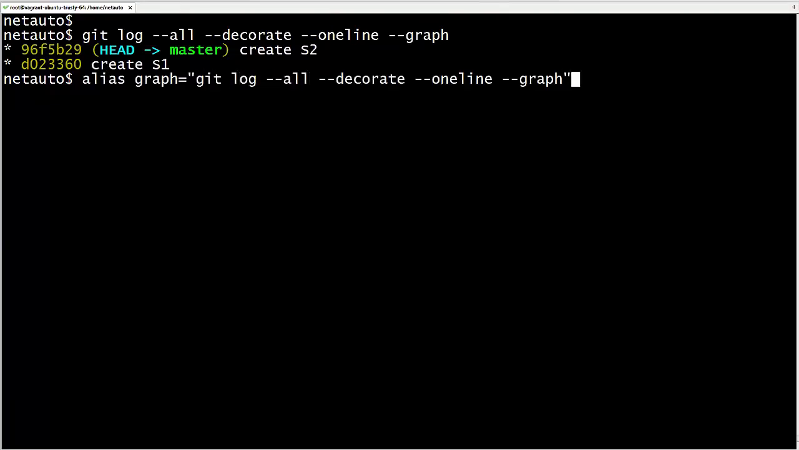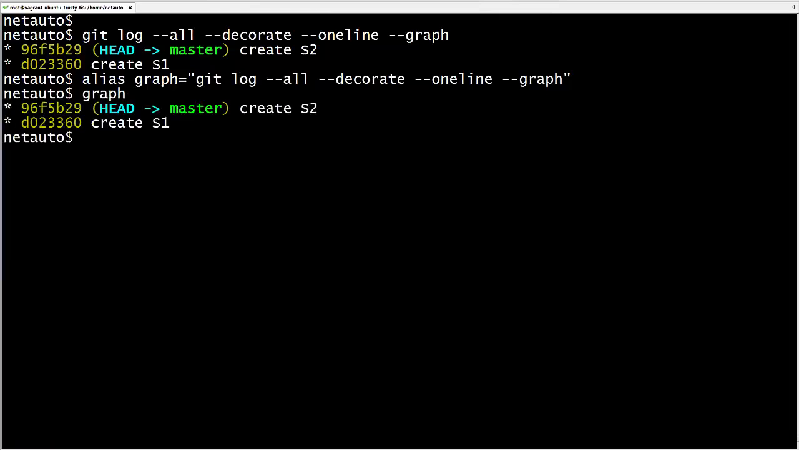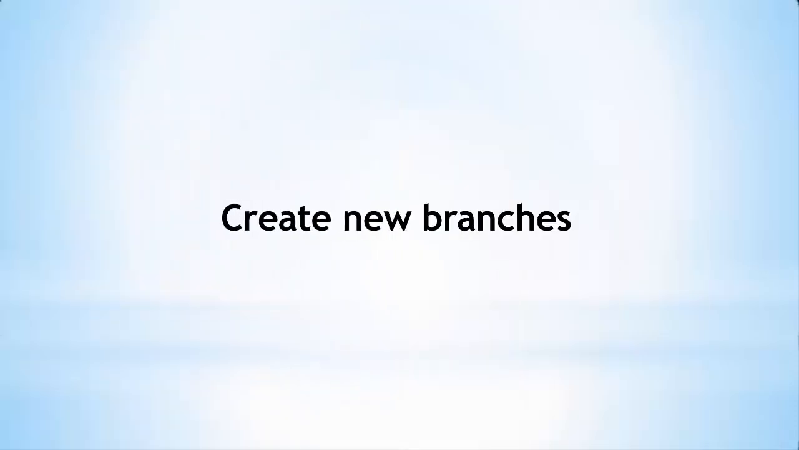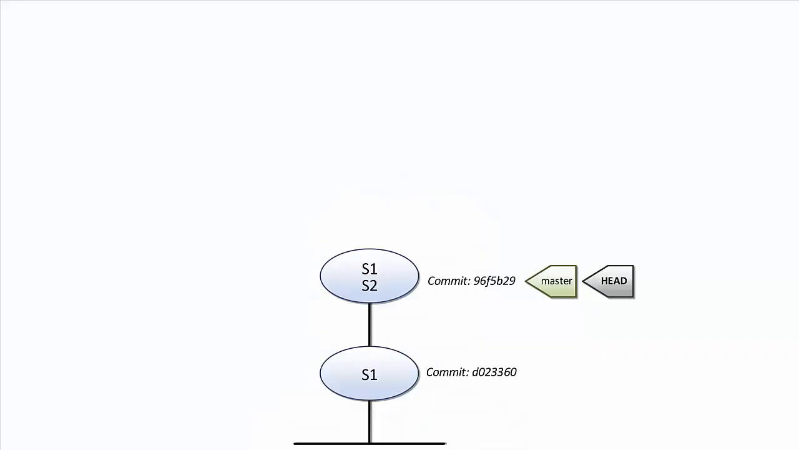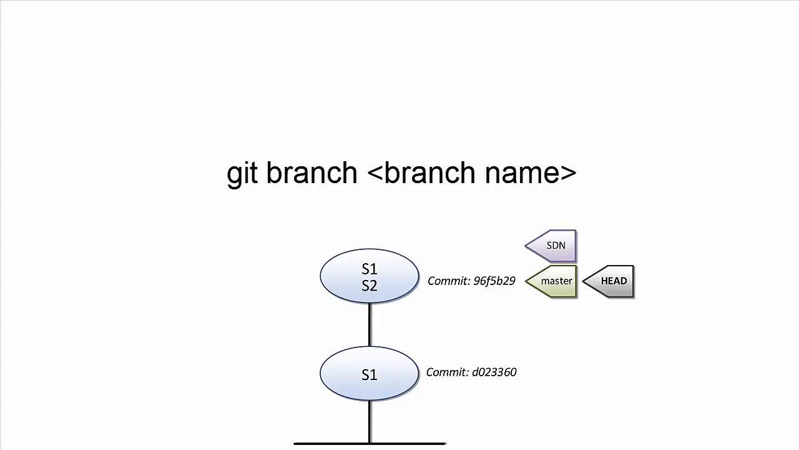With this command alias, we can just type graph to see this commit graph output. So we have our first branch, master, that Git created for us. Let's create two more branches to work with. We make new branches with the git branch command. The branches will be instantiated where the HEAD pointer is. We will start a branch named SDN and another called auth.